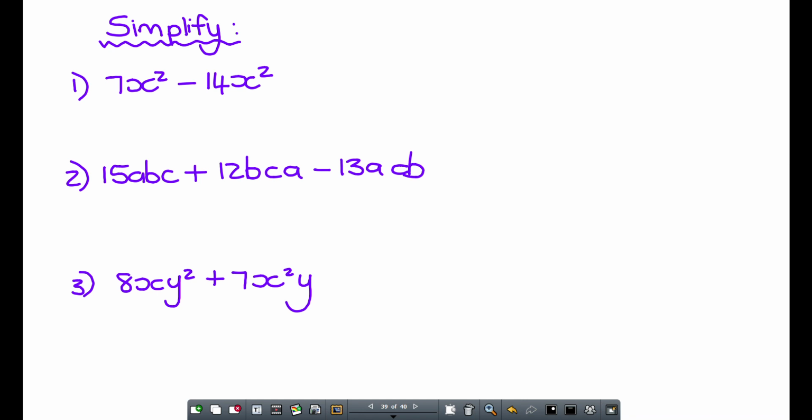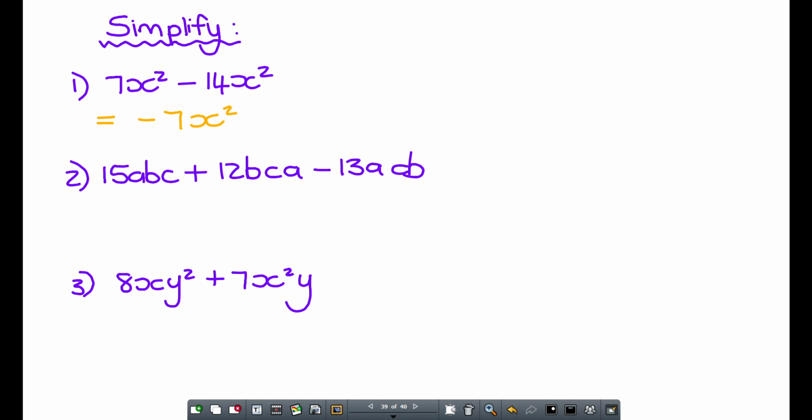Okay. Right. So this might be a bit too fast for you, but next one you'll be able to do. All right. So number 1. Look at my unknowns. X squared, x squared. So are they like terms? Yes. So then I go look at the coefficients. So 7x squared minus 14x squared will give me? Good. So minus 7x squared.